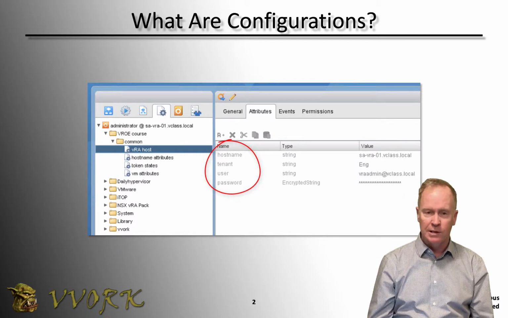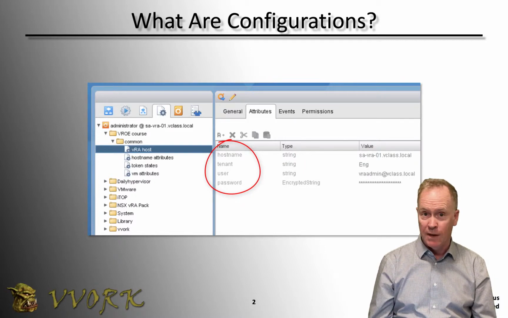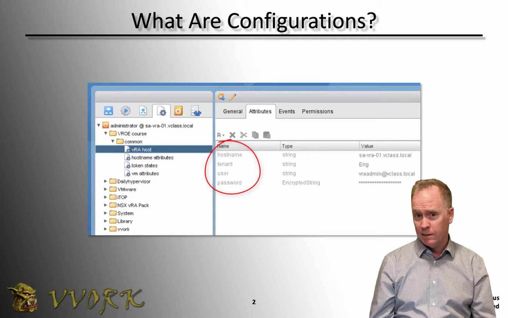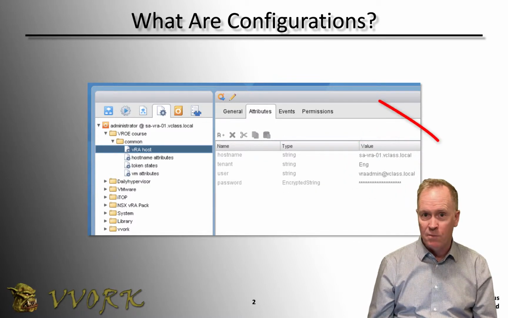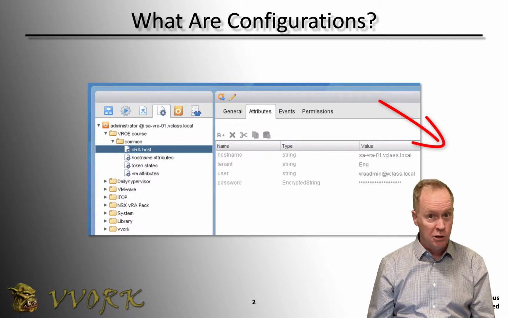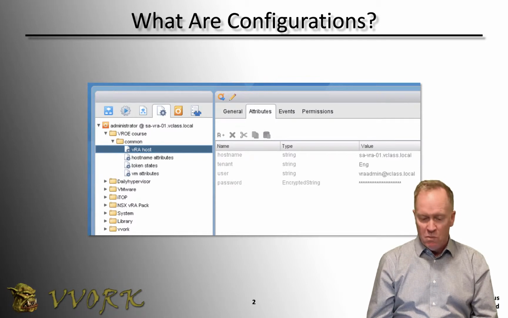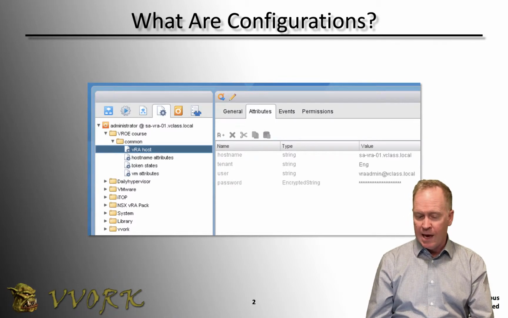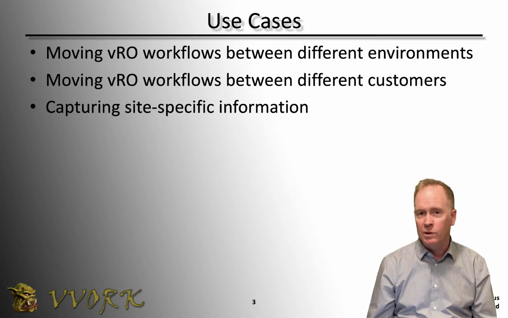Each has a name, just like an ordinary attribute that you see on the General tab in the workflow. Configuration attributes have a name. For instance, I see hostname, tenant, user, and password. Plus, just like ordinary attributes, configuration attributes have a type, they have a value, and you can't see it here in the screenshot, but also they have a description field that, for all the usual reasons, you should be filling out. So now that we know a bit about the terminology and we know that configurations allow us to have a common repository of attribute values, let's continue onwards here and look at a few use cases.